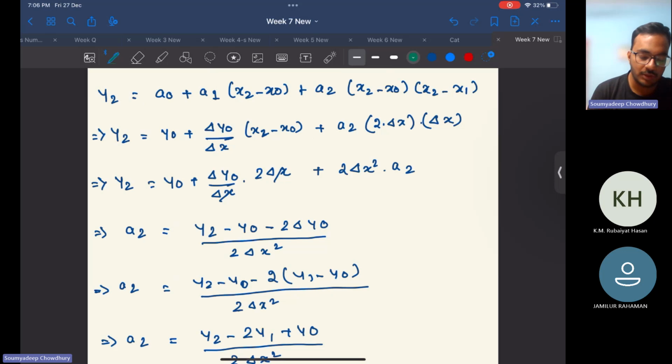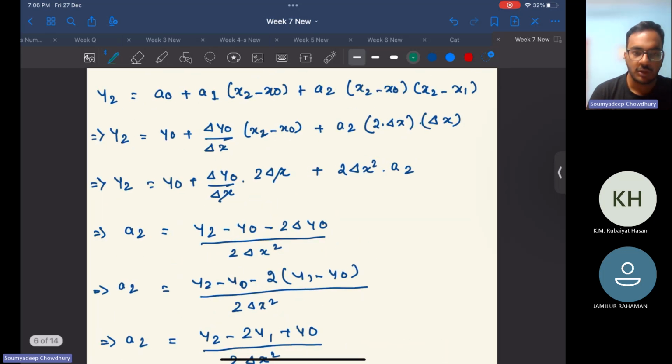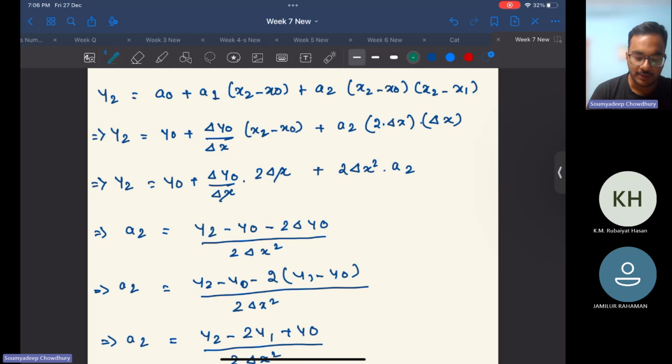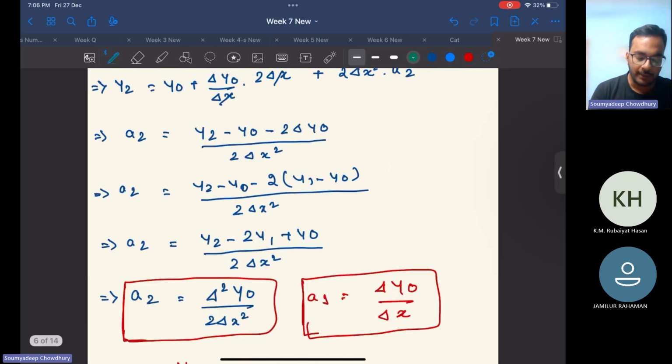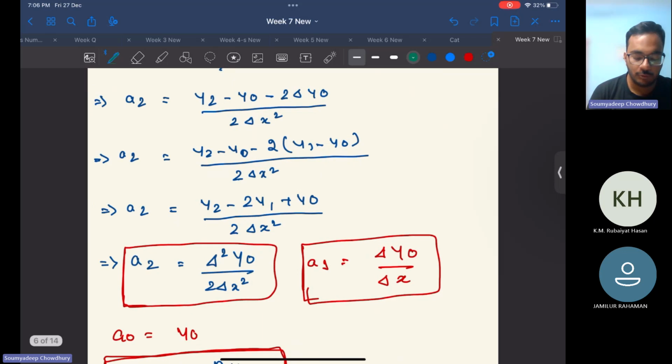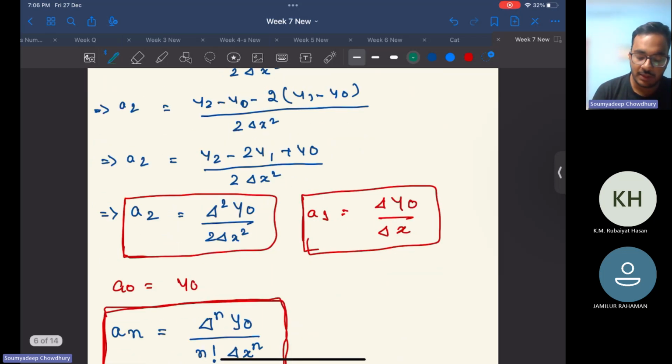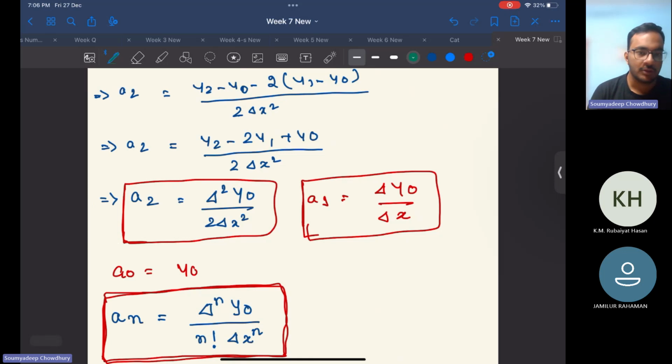Similarly, if we substitute x equals x2, your polynomial value is y2. If we substitute this and do some simplifications, we can find a2, which is del square y naught upon 2 del x square. And a1 was del y naught by del x, and a naught was y naught. For further a3, a4 and so on, we have a generalized formula, which is an equals del n of y naught, the nth order forward difference of y naught, upon n factorial multiplied by del x power n. Correct. I hope this is clear to you.